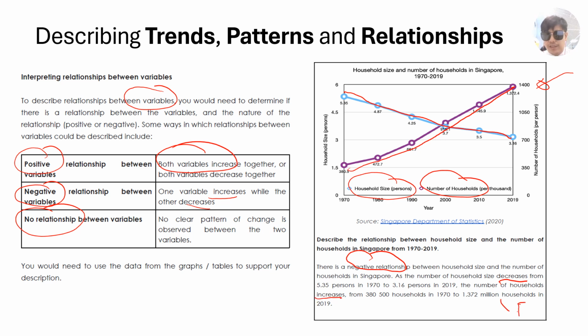So you need to show me your evidence as well, right? So these are the different ways you can do it. You can describe it. Okay, there is also no relationship. That means it could be something like this.